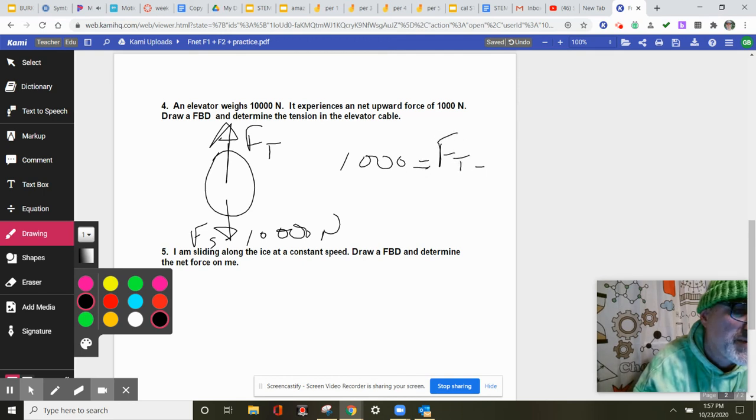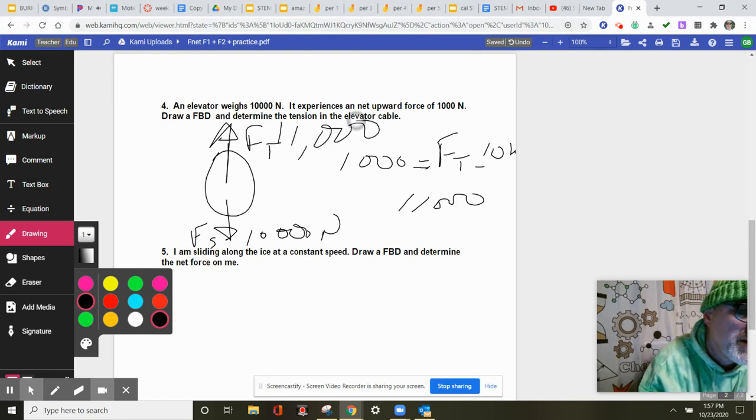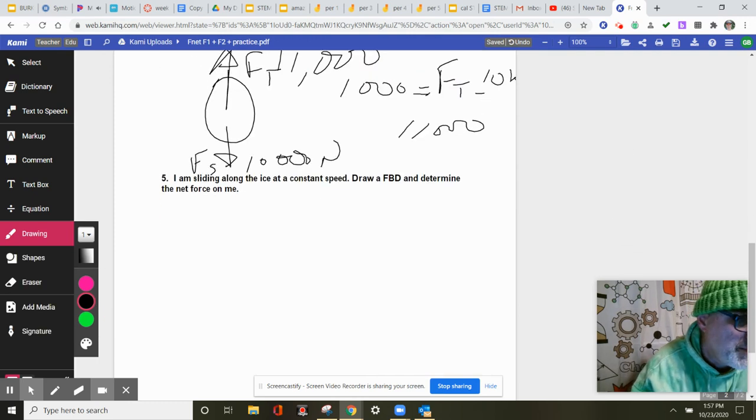minus the force of gravity, which is 10,000. So I'm going to write 10K because I ran out of room. So 1,000 equals something minus 10,000. So this would be 11,000. 11,000 minus 10,000 is 1,000. So the answer is 11,000. So it's just a little bit harder problem.